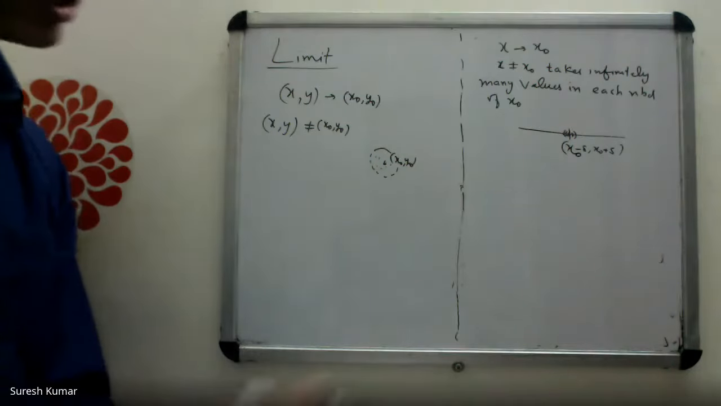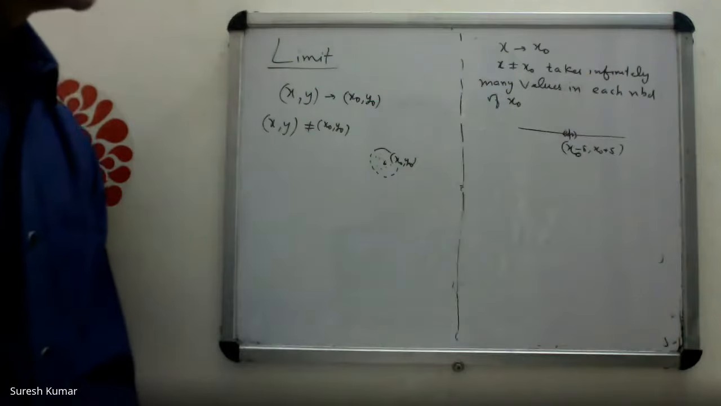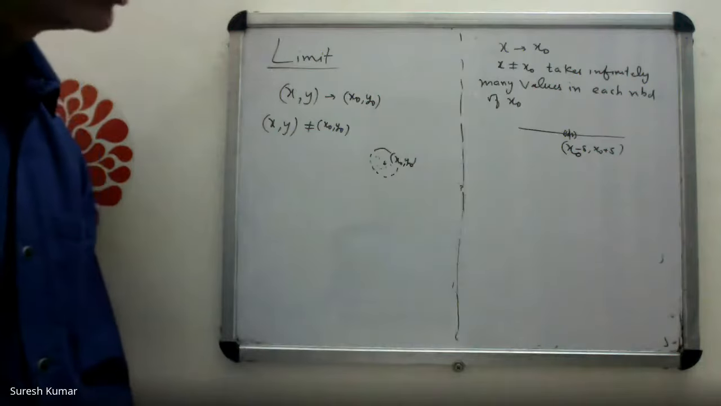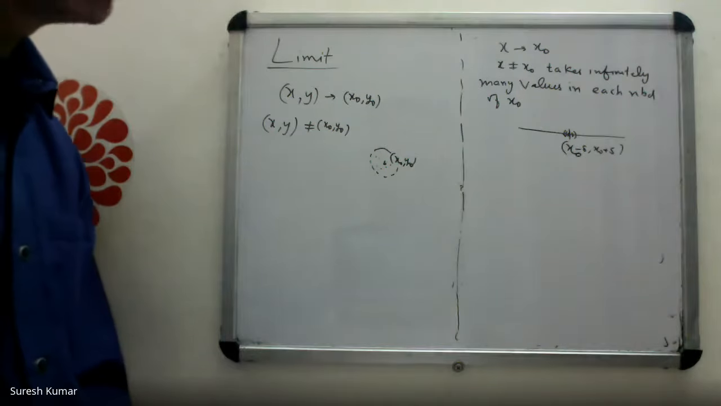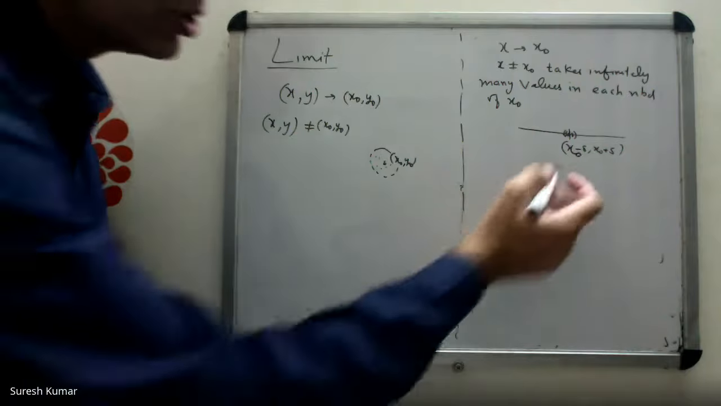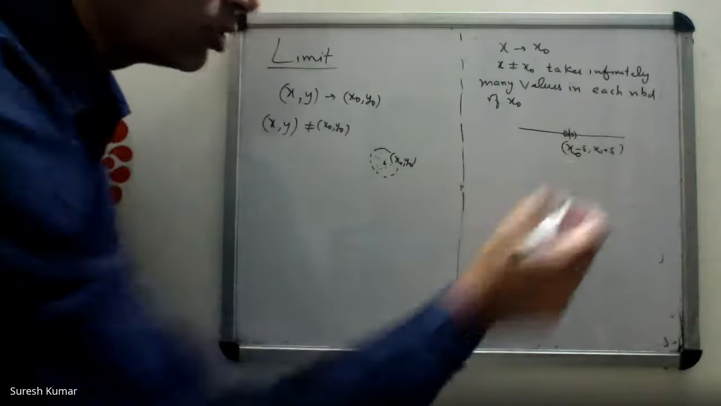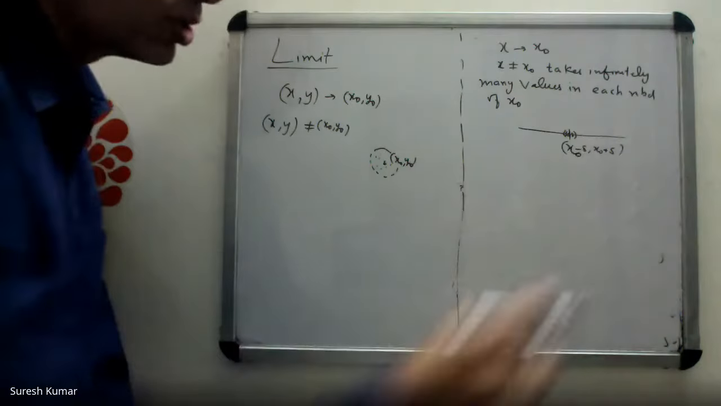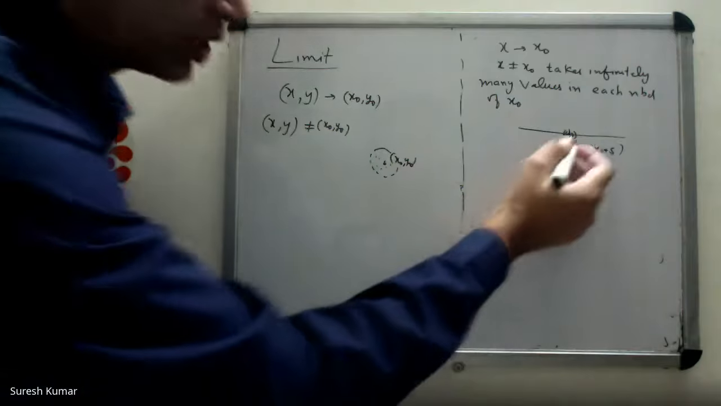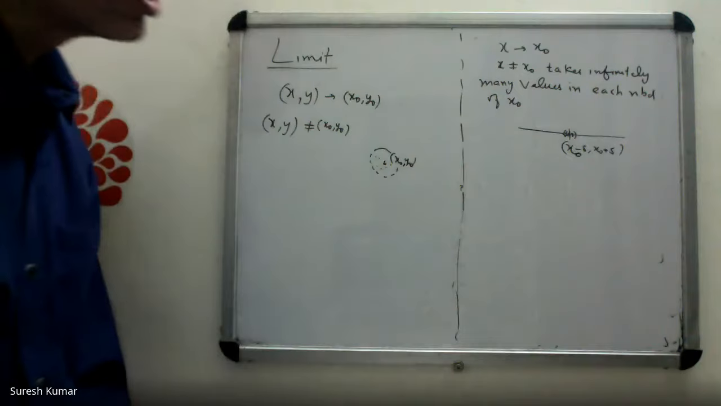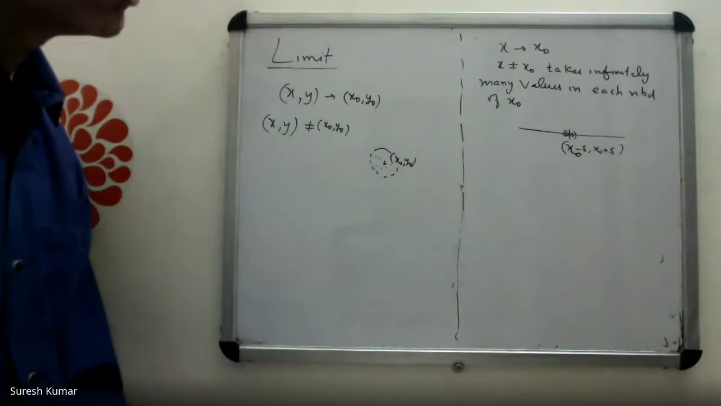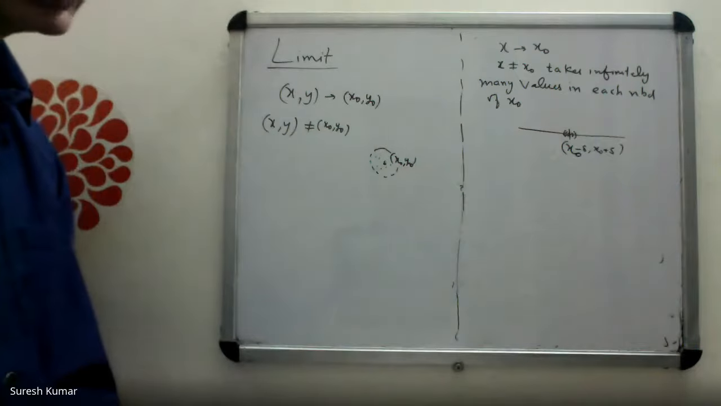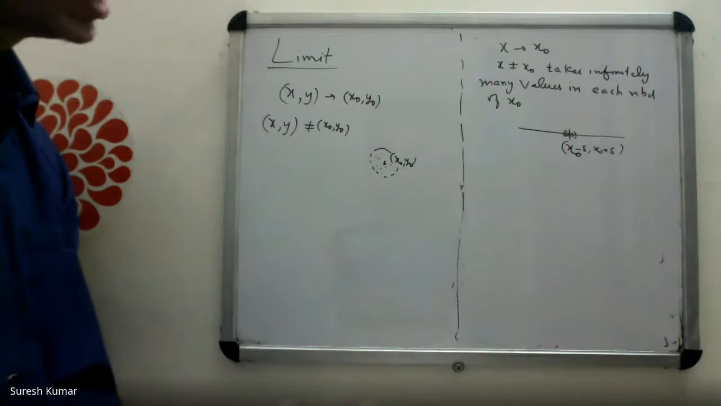Think over it again, what I've written here. x tending to x0 means x is a real variable that takes infinitely many values in each neighborhood of x0. Each neighborhood means you can choose however small a neighborhood you like, whatever the length of this interval. You can choose it very, very small. Still, x has infinitely many values in that neighborhood. That means x is close to x0. Same thing happens here.